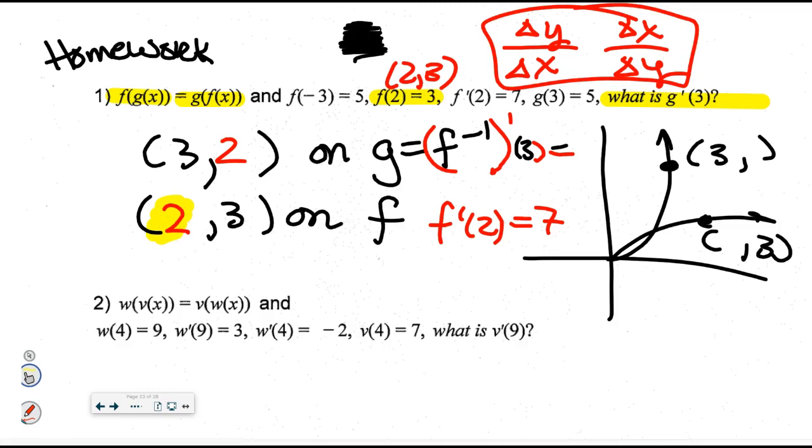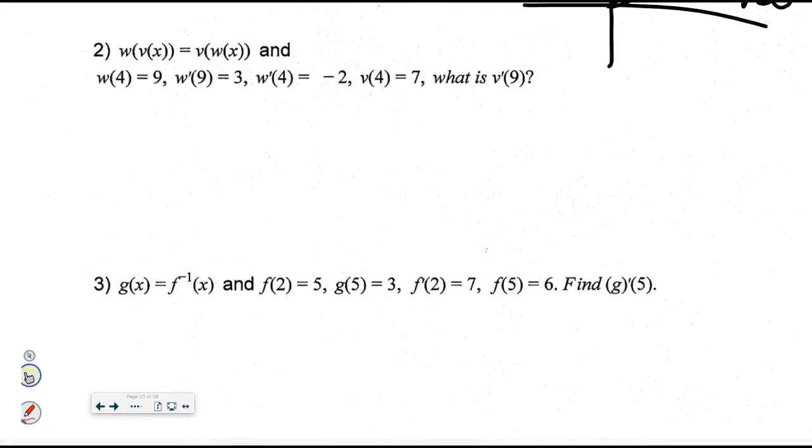So you guys go try the next one. Go to number 2. We're going to have you blurt out the answer. We'll go to number 3. We'll blurt out the answer. And you follow that little mantra. You go, I got to hop on V, which is W inverse at 9.